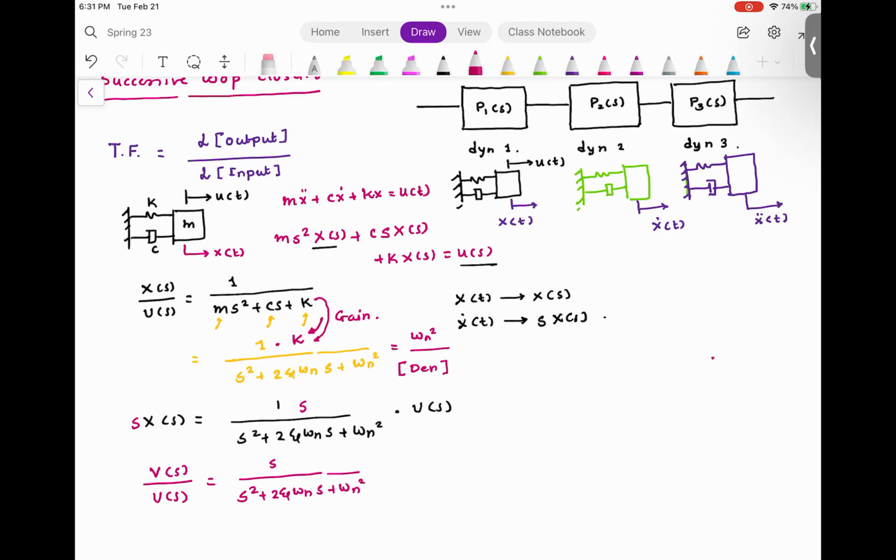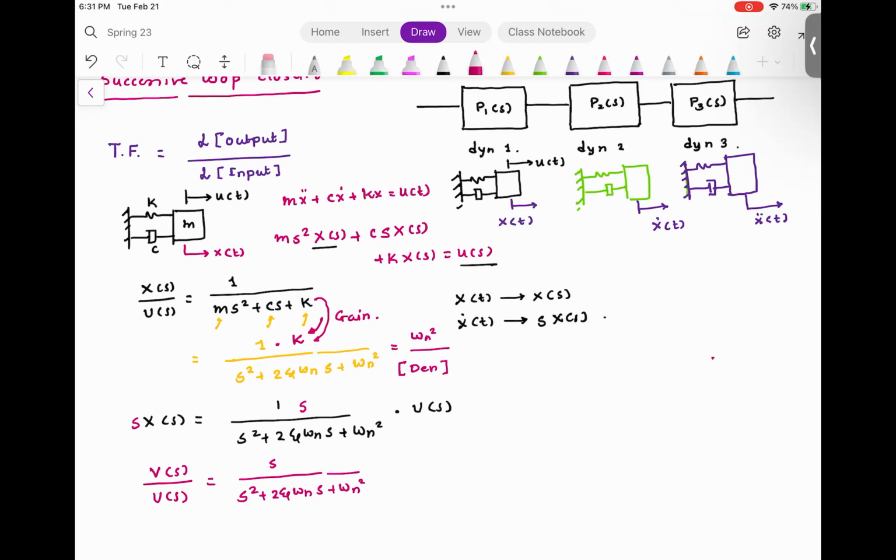Do you agree with me or not? Those are called the poles of the transfer function. So that value will become 0, and that is the pole of the transfer function. If the transfer function becomes infinity, 1 by 0, that is the pole.